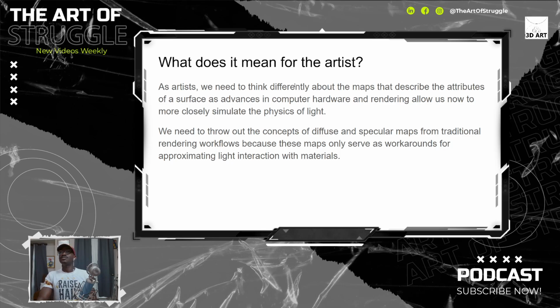All right. So as artists, we need to think differently about the maps that describe the attributes of a surface, as advances in computer hardware and rendering allow us to more closely simulate the physics of light. We need to throw out the concepts of diffuse and specular maps from traditional rendering workflows, because these maps only serve as workarounds for approximating light interaction with material.